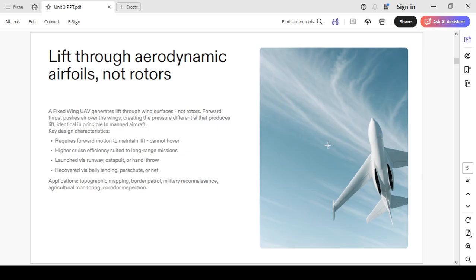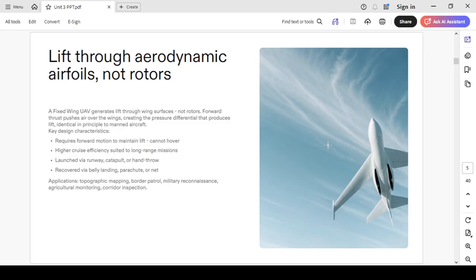The key characteristics in terms of design are forward motion to maintain lift, it can't hover, high cruise efficiency, suited to long range missions. It is launched using a runway, catapult or hand thrown. So this can be done in an empty place, the ground. It is recovered via belly landing, parachute or using a net.